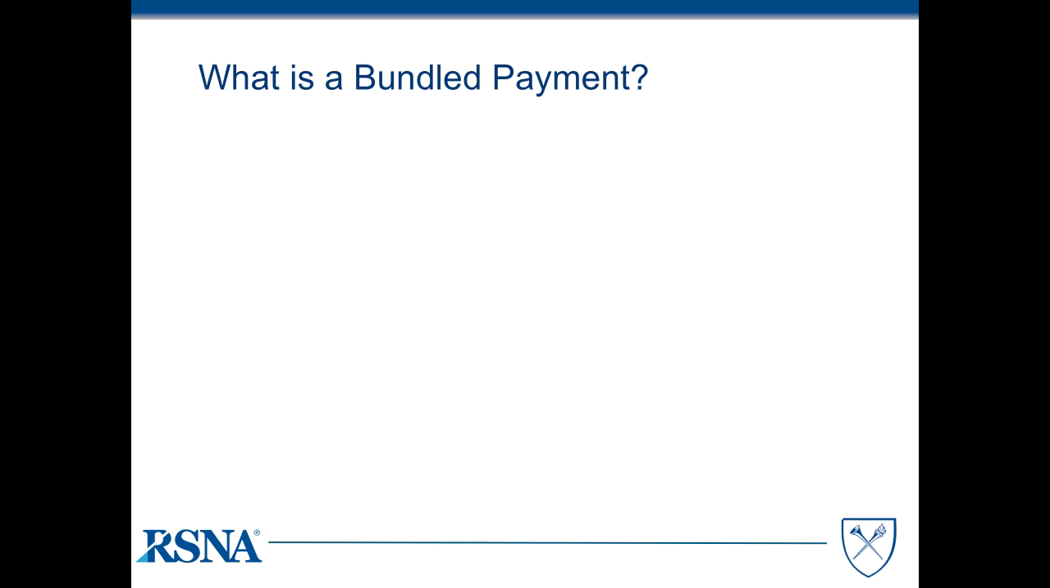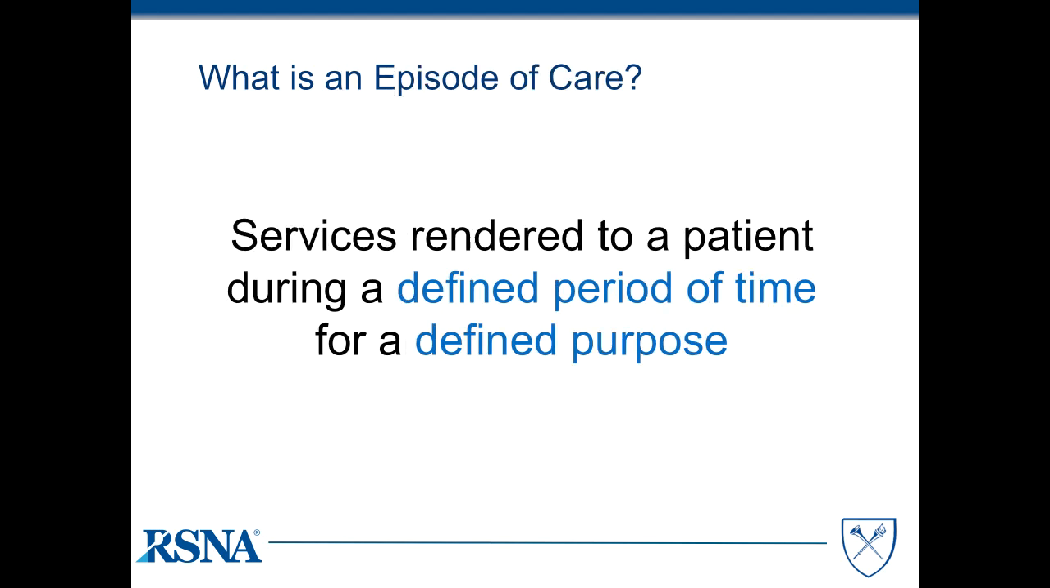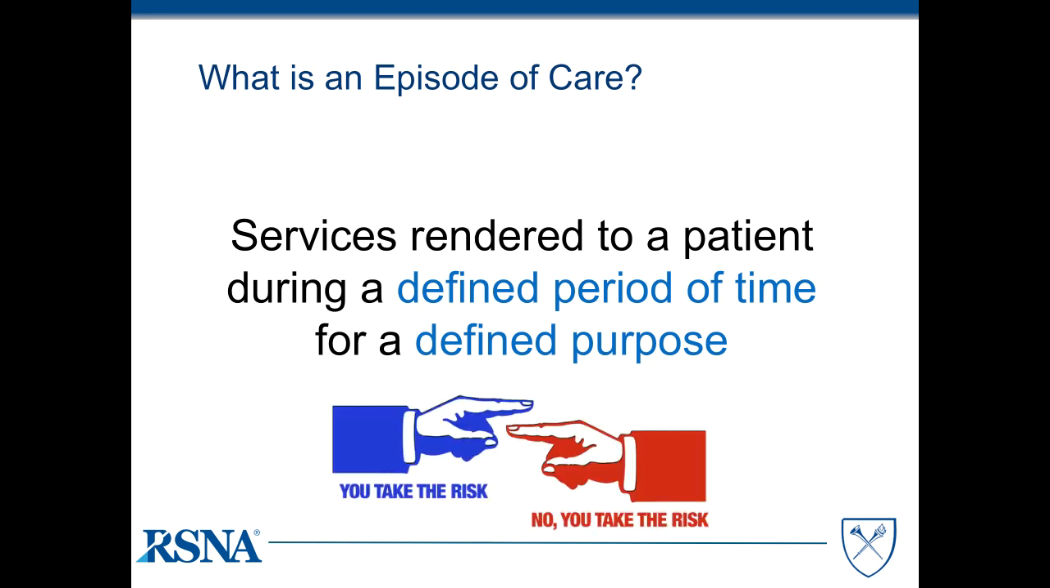What then is a bundled payment? In a bit of a circular definition, it's a single, comprehensive payment for an episode of care. That, of course, begs the question of what is an episode of care? In short, it is the services rendered to a patient during a defined period of time for a defined purpose. The word that I think is most important to understanding what episode of care means, though, isn't even in that definition. It's the word risk. When you hear the word accountable as it pertains to anything in healthcare payment systems, what you should think about is the assumption of financial risk.